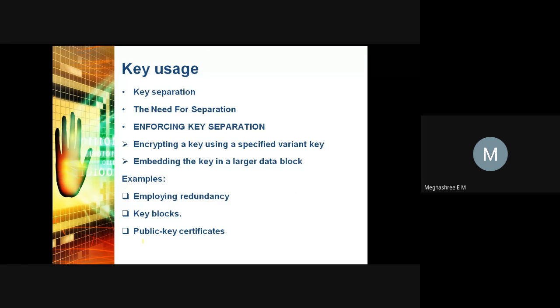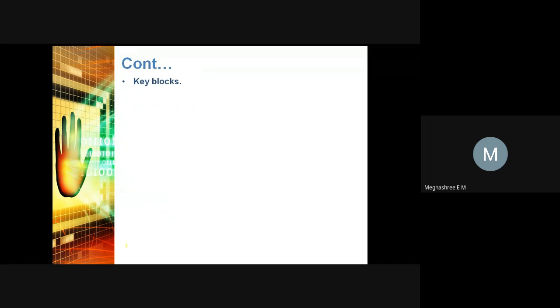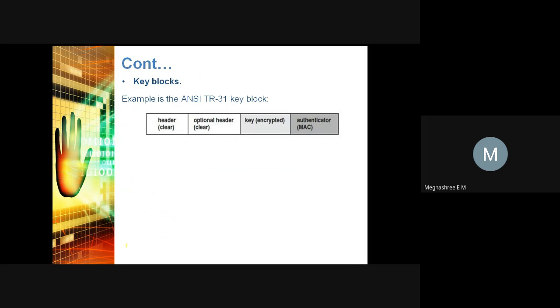So here I'll take up the key blocks because they need explanation. Key blocks are a formatted data string that allows the keys to be represented along with other data relating to the key. That means what? Key blocks are nothing but a formatted data string that allows a key to be represented along with other data relating to the key. For this, one example is given, that is the ANSI TR-31 key block.